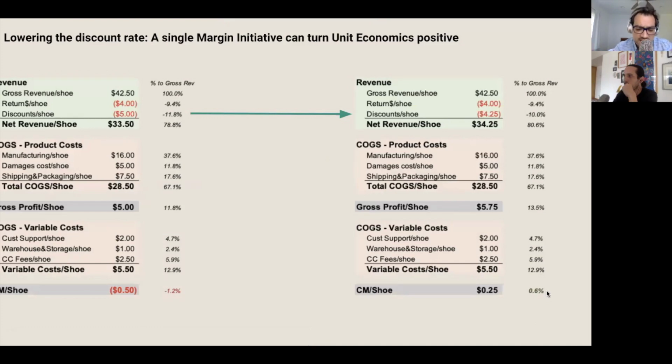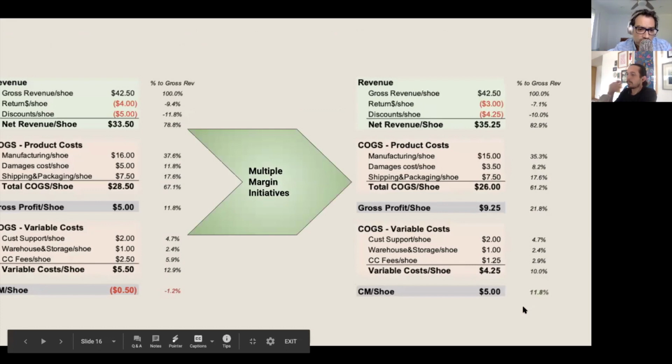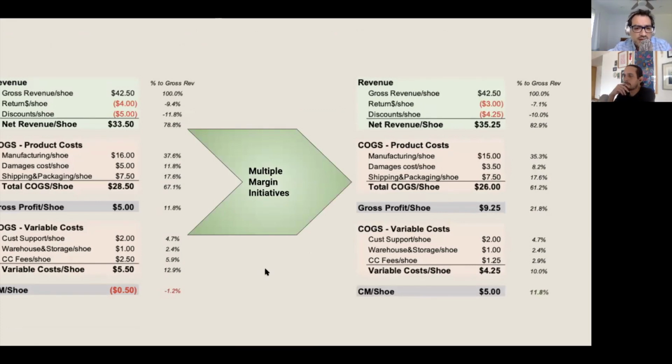It doesn't seem like a lot. It doesn't seem like a tremendous improvement, but this is just one margin initiative, right? So in reality, once you've constructed this unit economics, you'd start thinking about multiple margin initiatives. What can we do to help there be fewer returns? What can we do as we scale to get manufacturing cost down? If we're better at applying pressure on our supply chain, there are going to be fewer damages per shoe, right?